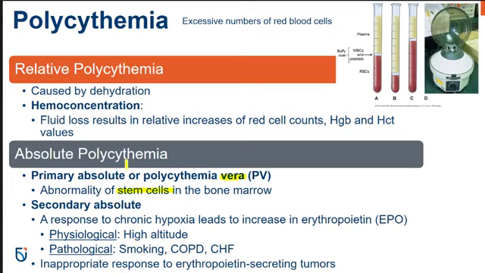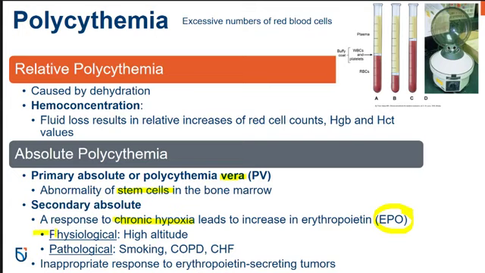With secondary absolute polycythemia, this is where the body produces more red blood cells, okay? The bone marrow produces more red blood cells because there's a state of chronic hypoxia. So what does that mean? If you are in a state where your body is chronically not getting enough oxygen to its tissues, we know that this is going to cause an increase in EPO. So then EPO is going to go to the bone marrow and produce more red blood cells to compensate for this.